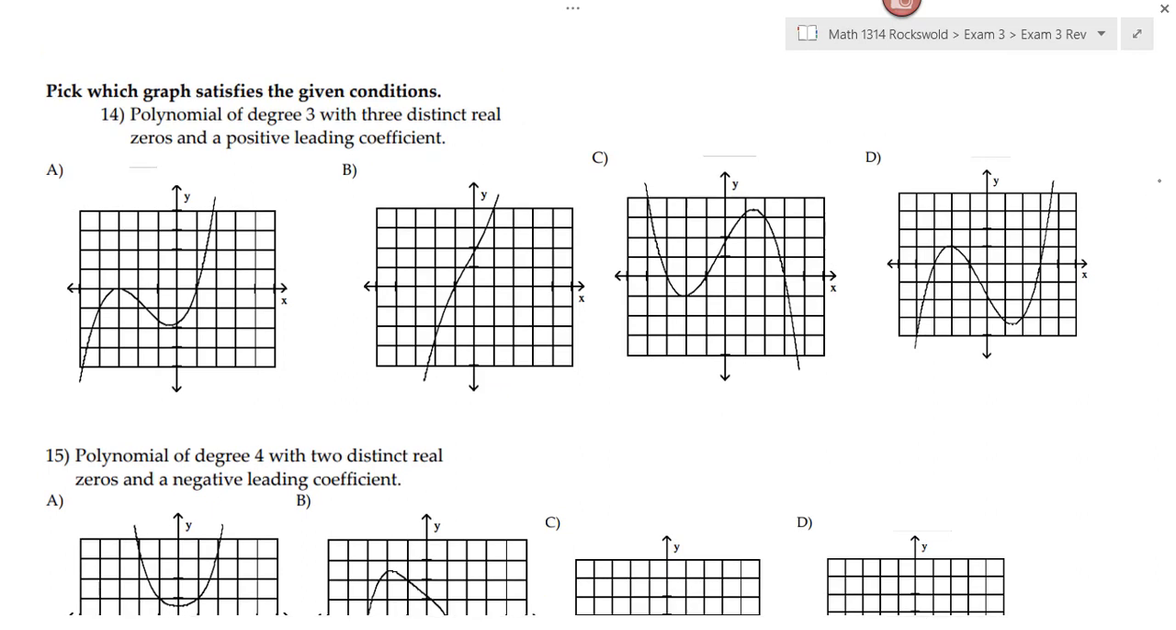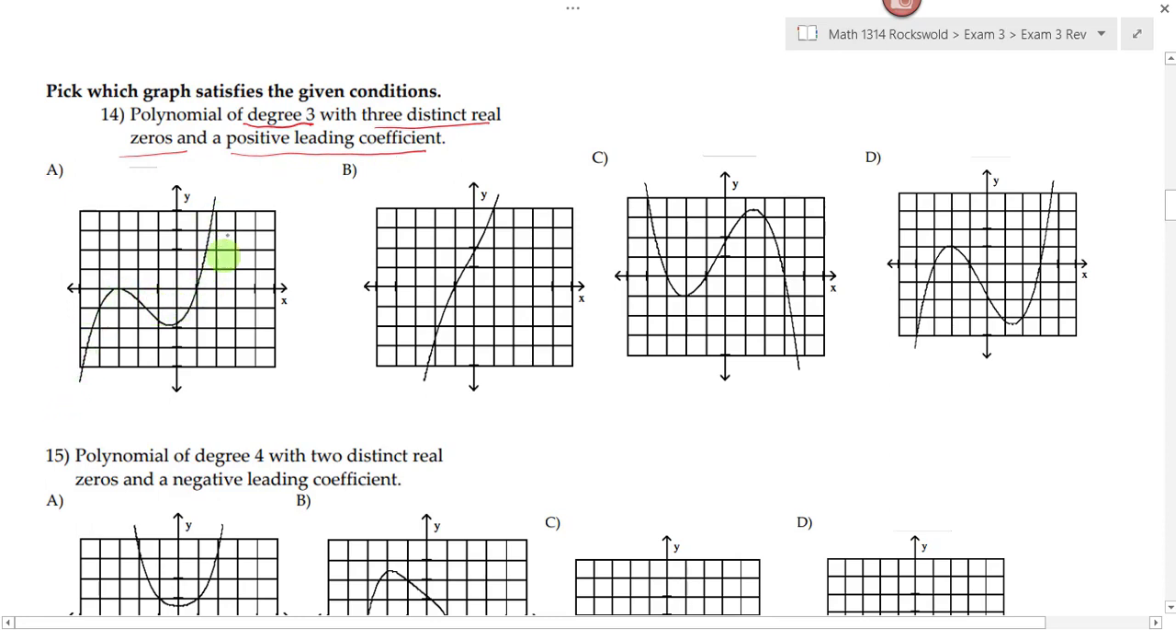14 says to pick which graph satisfies the given conditions. So we have a polynomial of degree 3. What does that tell us about our end behavior? Same or different directions? Different directions, because we have an odd degree with 3 distinct real zeros. That means we're going to cross the x-axis 3 times, and we have a positive leading coefficient. That means we're going to have two turning points, but what does that positive leading coefficient tell us? Start at the bottom and work their way up.